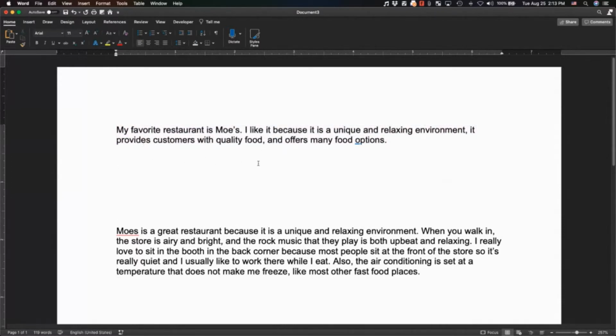And this is a lot of what I saw as I was looking through the thesis statements. So my favorite restaurant is Moe's. I like it because it is a unique and relaxing environment. It provides customers with quality food and offers many options.